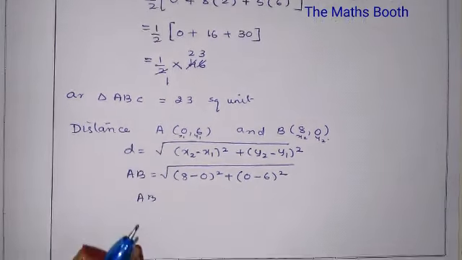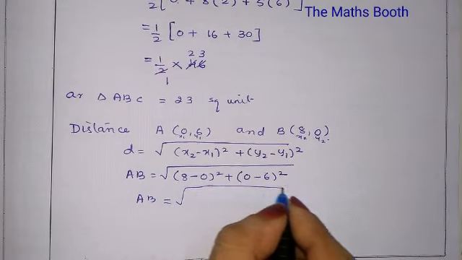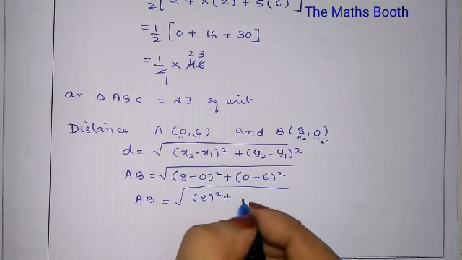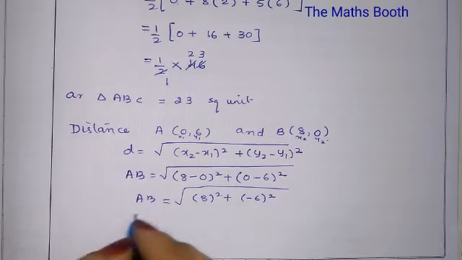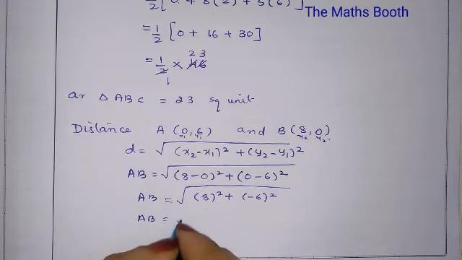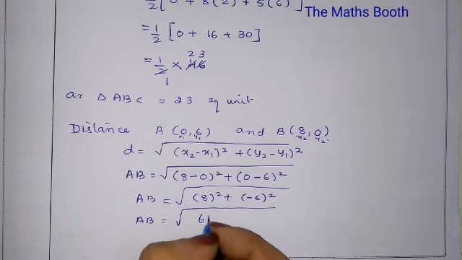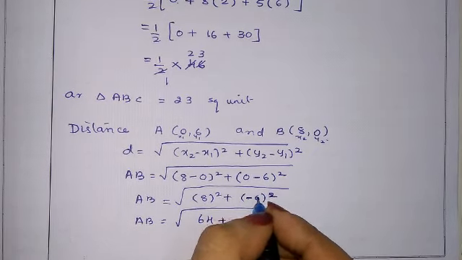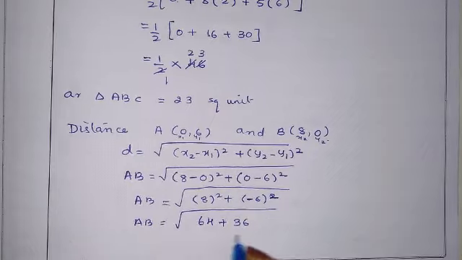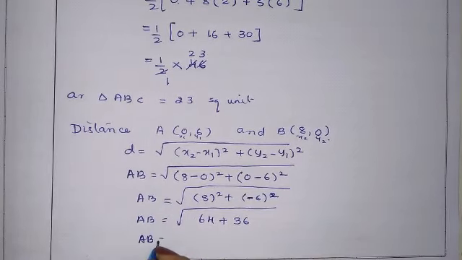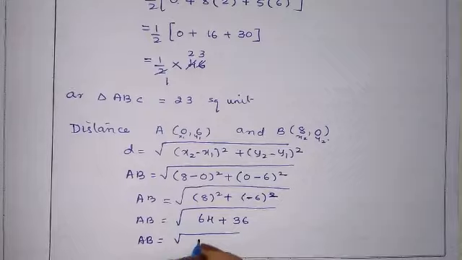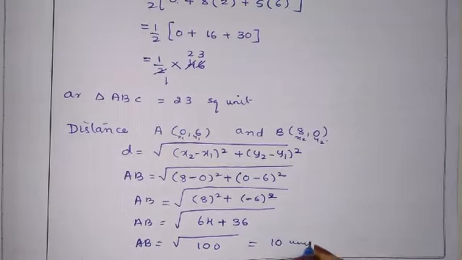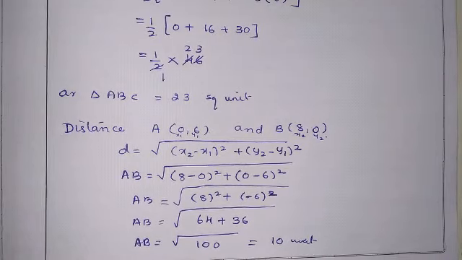AB is equal to the root of 8 minus 0 is 8 square plus 0 minus 6 is minus 6 square. AB is equal to 8 square is 64 plus, a negative number squared is positive, 6 square is 36. AB is equal to 64 plus 36 is 100, and AB is equal to 10 units. Here the AB distance is 10.